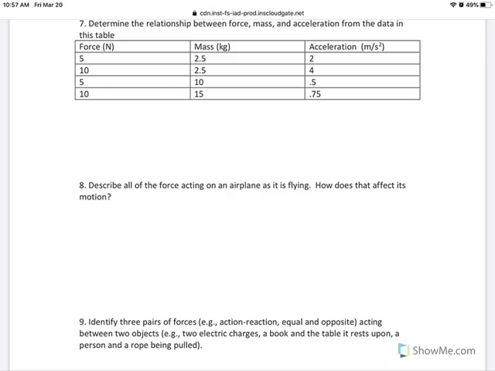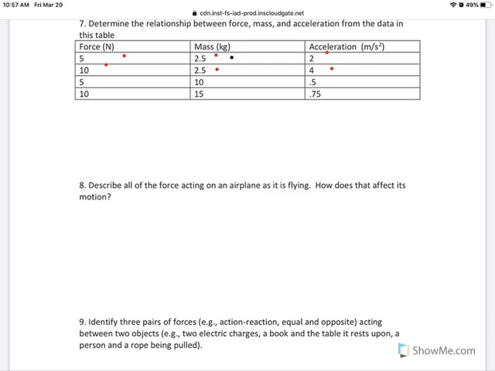This right here says determine the relationship between force, mass, and acceleration. So we're just trying to figure out, okay, when force is this and mass is this, acceleration is this. So when force is this, mass is this, acceleration is this. When force is this, mass is this, acceleration is this. What is the relationship? When we have a force of 10 and a mass of 2.5, our acceleration is 4. When we have a force of 5 and mass of 10, our acceleration is 0.5. What are we doing with force and mass to get acceleration? Once again, think of Newton's second law.